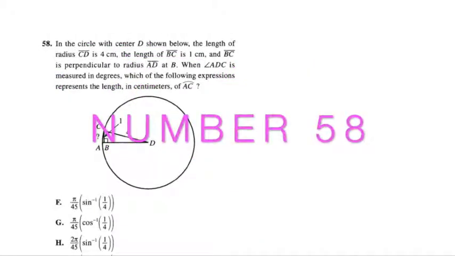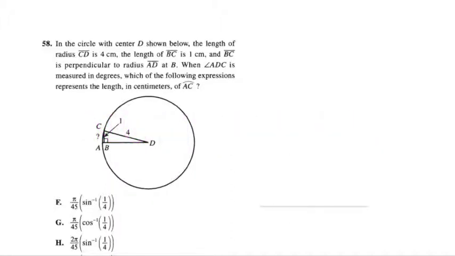Number 58 is a geometry question. We're dealing with arc length. In the circle with center D shown below, the length of radius CD is 4 centimeters, the length of BC is 1 centimeter, and BC is perpendicular to radius AD at B. When angle ADC is measured in degrees, which of the following expressions represents the length in centimeters of arc AC?